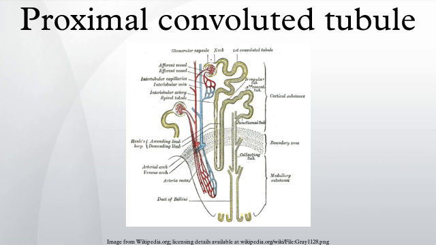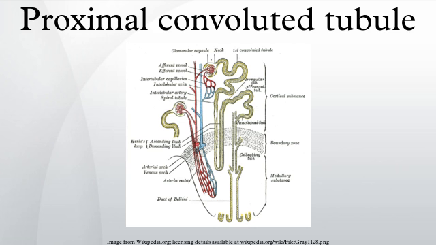Function. Absorption: the proximal tubule regulates the pH of the filtrate by exchanging hydrogen ions in the interstitium for bicarbonate ions in the filtrate. It is also responsible for secreting organic acids, such as creatinine and other bases, into the filtrate.